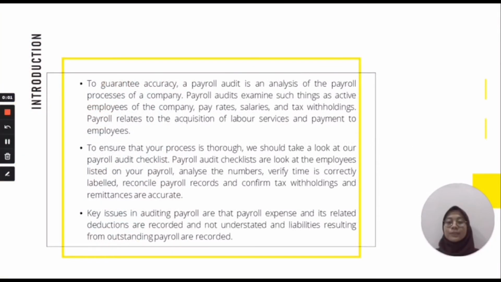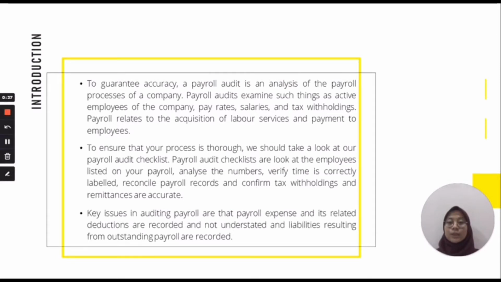Firstly, I will take the introduction. To guarantee accuracy, a payroll audit is an analysis of the payroll process of a company. A payroll audit examines the testing and equality of the company's payroll, salary, and tax withholding. Payroll relates to the equation of labor service and payment to employees. To verify that the process is up to date and legally compliant, we should conduct a payroll audit at least once per year. Similarly, payroll audits are done internally, which means that someone in the company is conducting them. An internal audit can help you catch errors and later prevent a possible external audit.